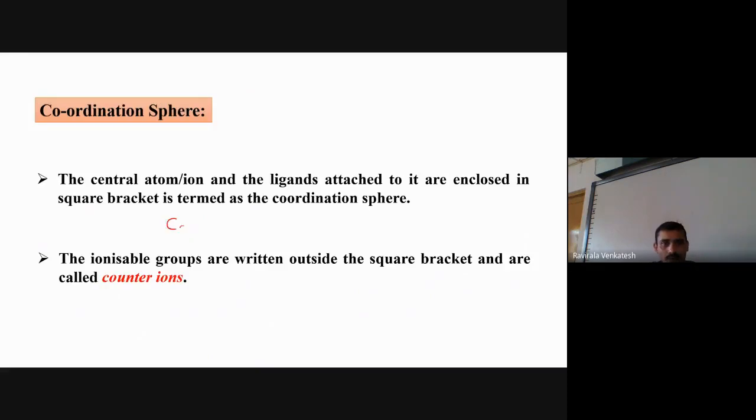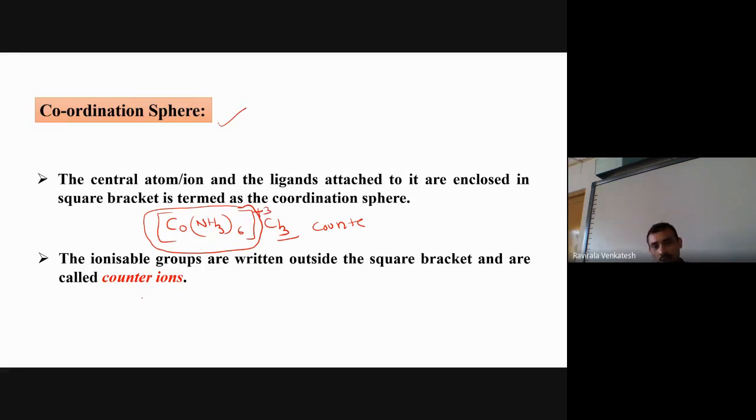Cobalt, NH3 taken 6 times. Next I am taking Cl3. Now what is the coordination sphere? Whatever we have taken inside the square brackets is called the coordination sphere. This outside part is called the counter ion. It will have a minus 3 charge actually. Counter ion it is.